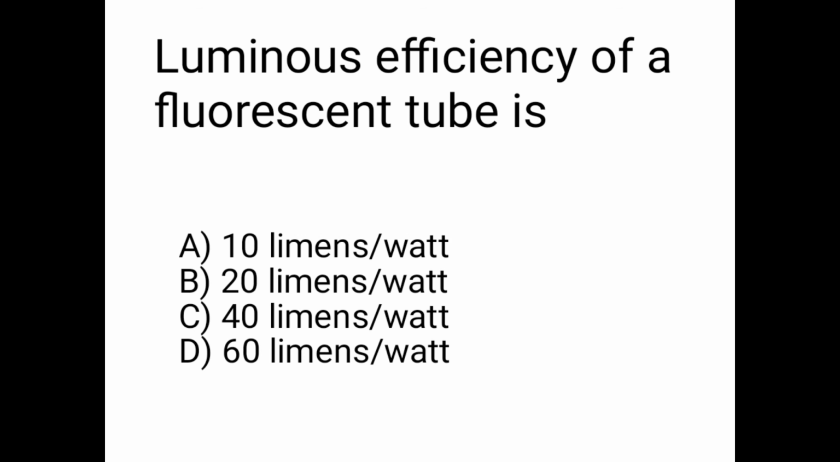Luminous efficiency of a fluorescent tube is. Options are 10 lumens per watt, 20 lumens per watt, 40 lumens per watt, and 60 lumens per watt. So the correct answer is option D, 60 lumens per watt. Luminous efficiency of a fluorescent tube is 60 lumens per watt.